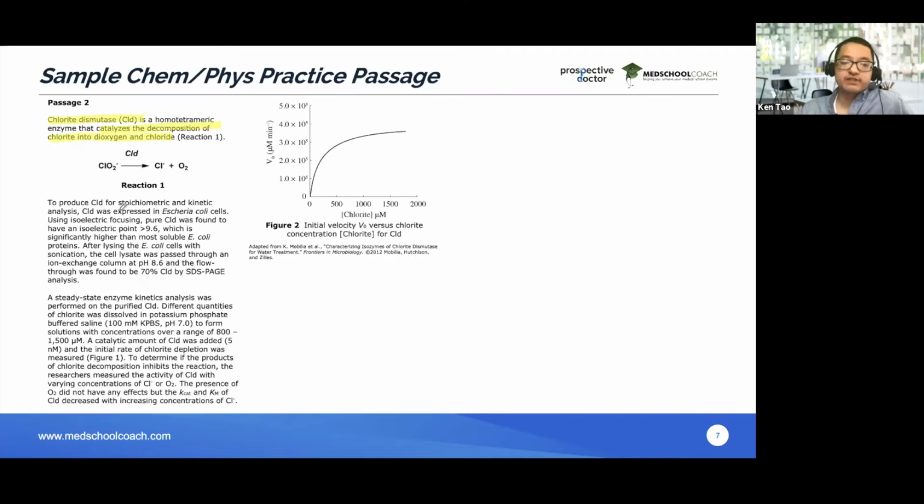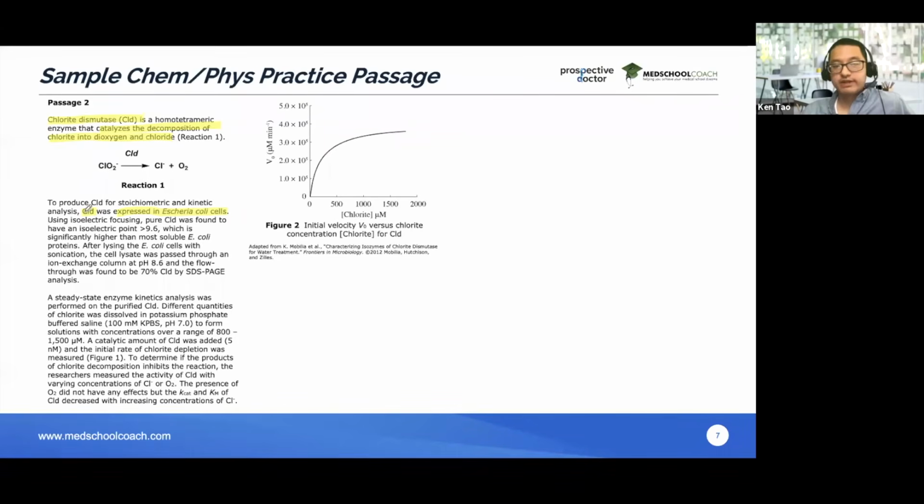Chloride dismutase was expressed in E. coli cells. Here, I'm going to highlight this just so you have some idea of what's going on. If they're going through an experimental procedure, a lot of students can get lost. So in a lot of these cases, it's good to read it sentence by sentence and make sure you understand what's happening at each step.